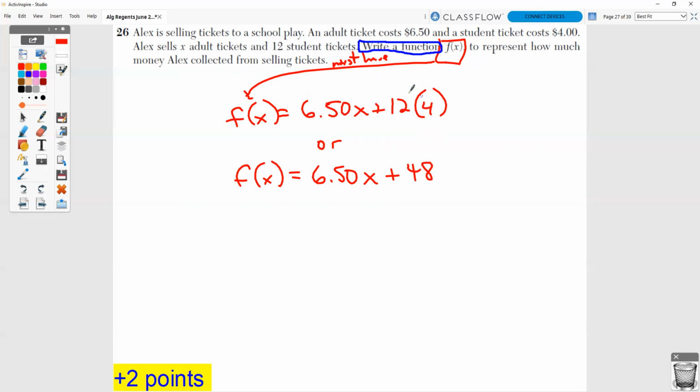So you could either write this as an equation, leaving it 12 times 4, or if you multiplied those together already to be 48, that's perfectly fine. Either way is good. 1 point for having the 6.50x, 1 point for having the plus 48 or plus 12 times 4. You have to have the f of x equals though as well. If you didn't have the f of x equals, you would lose a point.